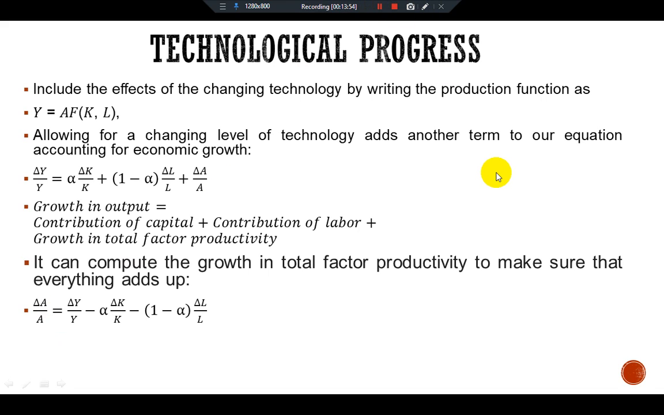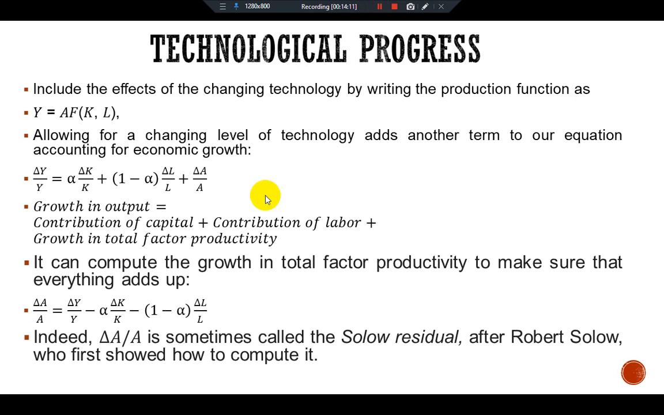Thus, the growth in total factor productivity is computed as a residual, that is, the amount of output growth that remains after we have accounted for the determinants of growth that we measure directly. Indeed, ΔA/A is sometimes called the Solow residual, after Robert Solow, who first showed how to compute it.